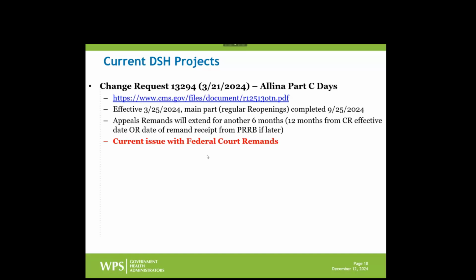I imagine the board is going to try to remand everything they can to get it off their docket because they can't do anything with it. And then that'll start the new appeal cycle. So the issue we have right now, that is something we just recently were communicated by CMS. We talked about PRB remands. Those come straight to the MAC.